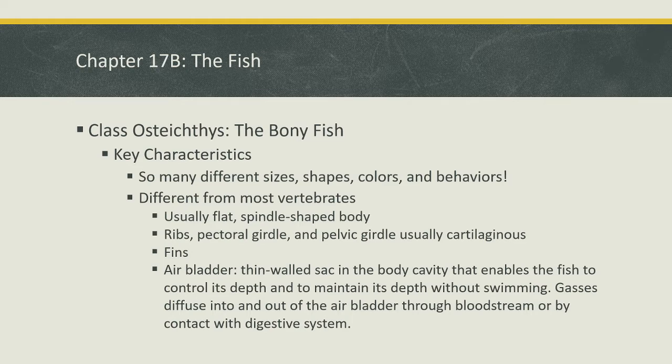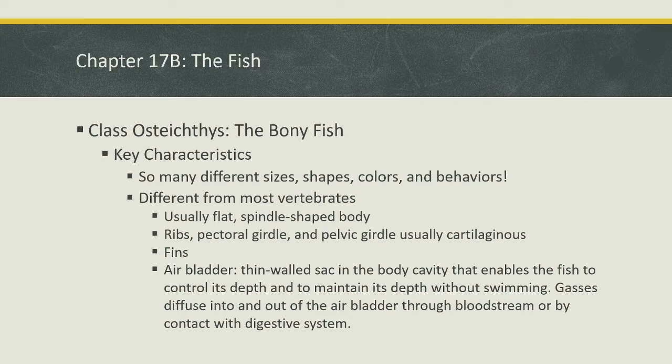But then if the fish wants to rise higher, it should be less dense. And how does it do that? It takes gases, I think it might be oxygen and carbon dioxide, from its bloodstream, and it transports those gases into its air bladder to slightly puff up its air bladder like a balloon, and it makes the fish less dense, and so it naturally rises higher. And by subtly changing how much air is in its air bladder, the fish is able to control at exactly what depth it will just naturally float without having to exert any effort.